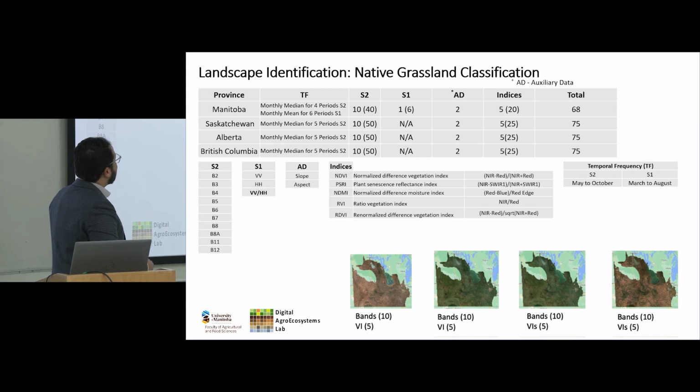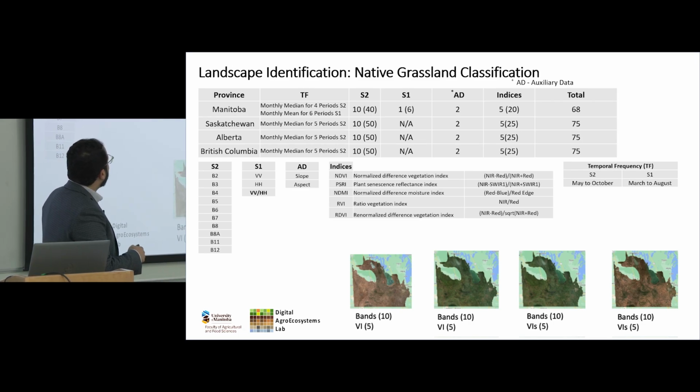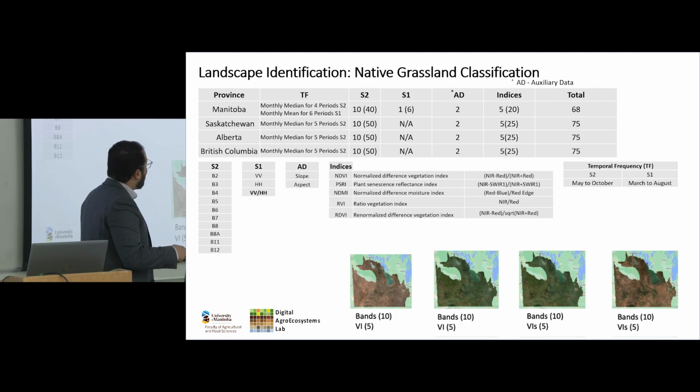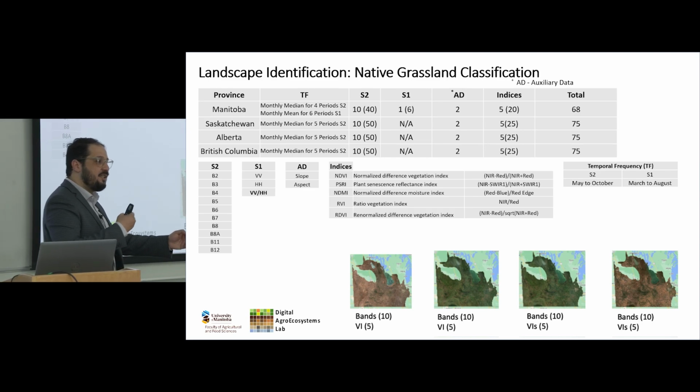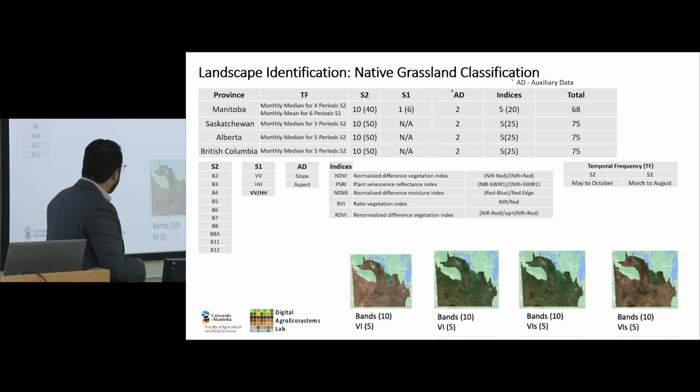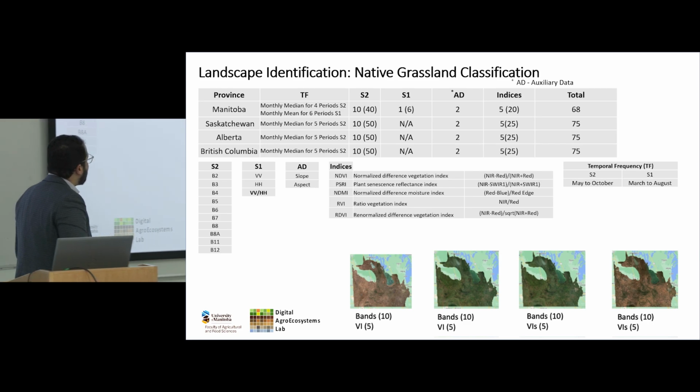For that, we generated several data layers. We had more than 68 layers for Manitoba, Saskatchewan, and Alberta, as you can see here. We're using different satellites, optical and SAR, Sentinel-2 and Sentinel-1. We use digital elevation models. We also included different vegetation indices. And in addition to that, we also have a temporal frequency. As I described with resiliency, the recovery rate needs to be caught within that. So this is an example of 4 different times or seasons within the period between May and October.